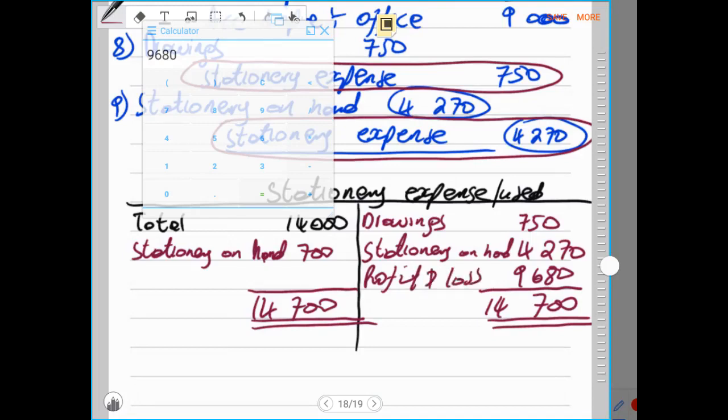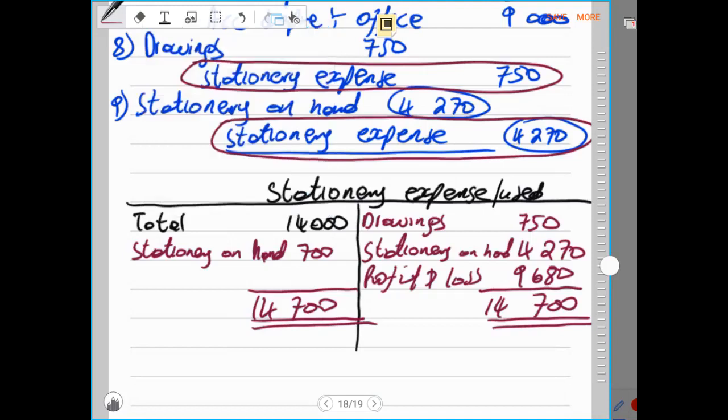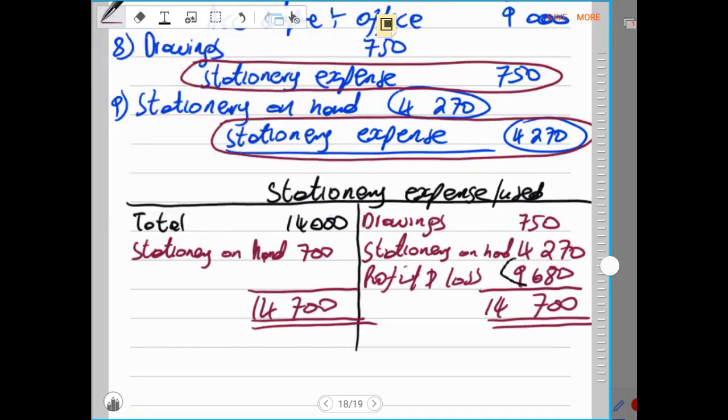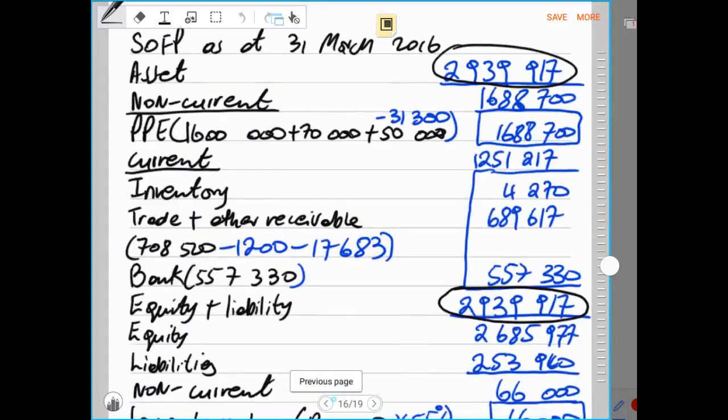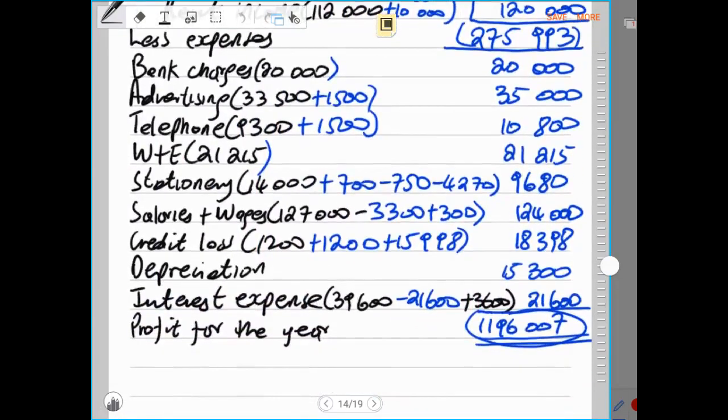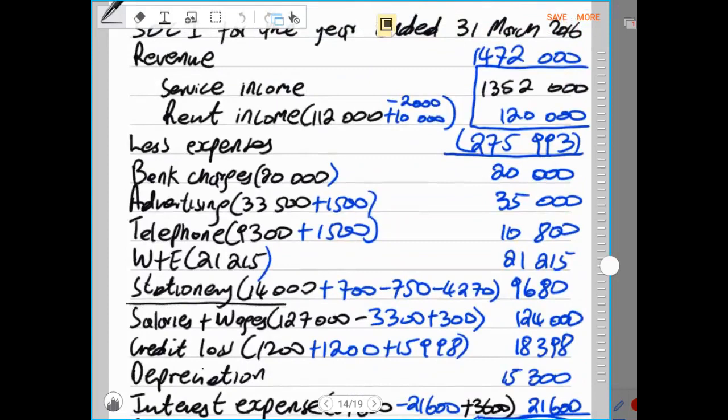So now you see that the amount of profit and loss that we have recorded, 9,680, is the same amount that appears in the income statement, 9,680. It must always be like that when it comes to expenses. Just as a confirmation, there we have stationery expense 9,680.